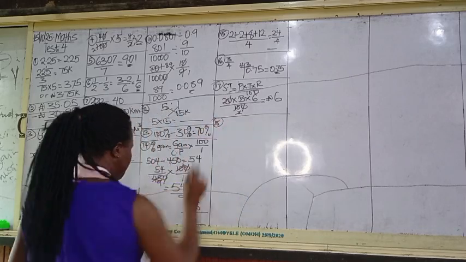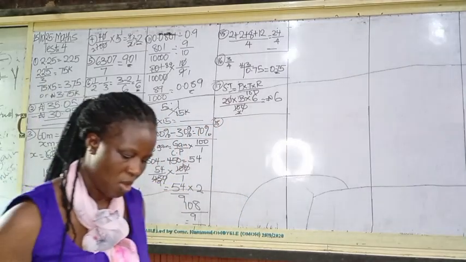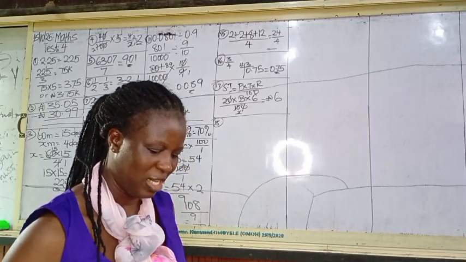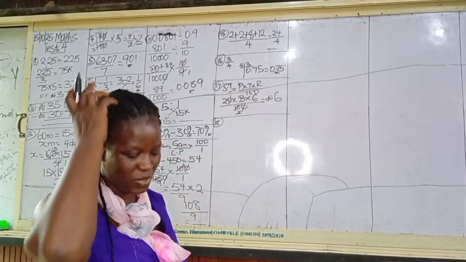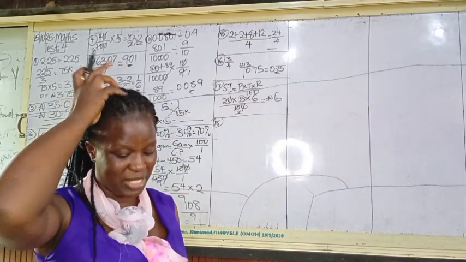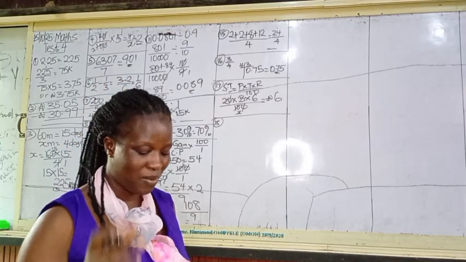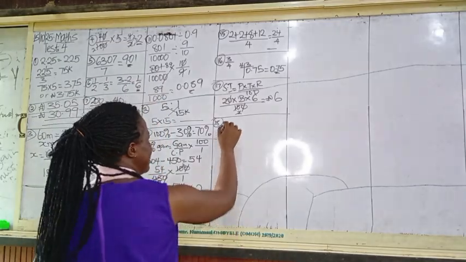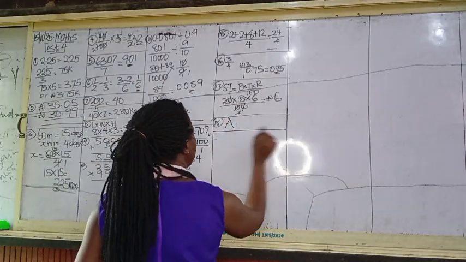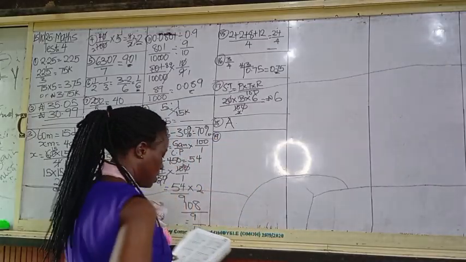Number 18. Which of the following is the longest part of a circle? We have circumference without diameter, we have chord, we have arc, we have radius. So our answer there is A, which is circumference. It's the largest part of the circle.